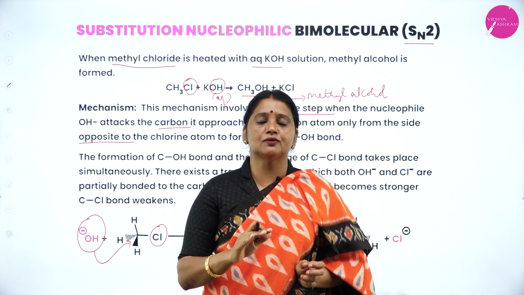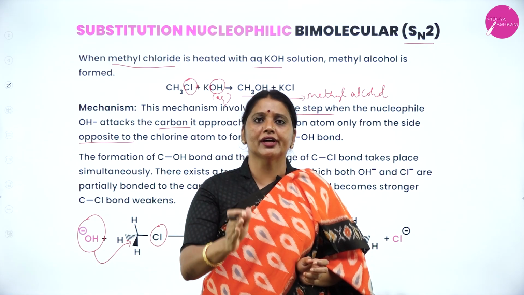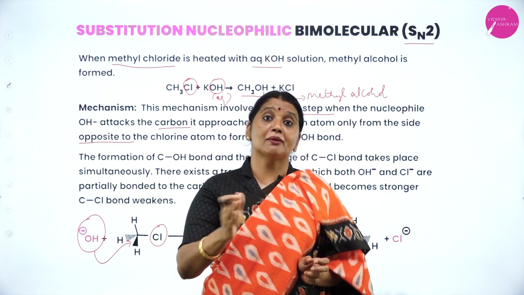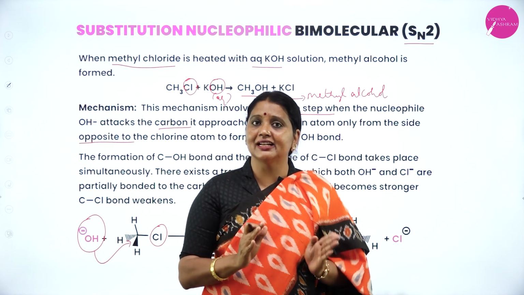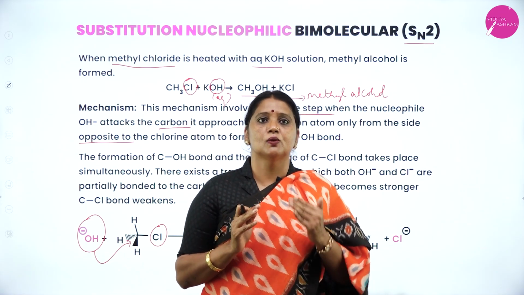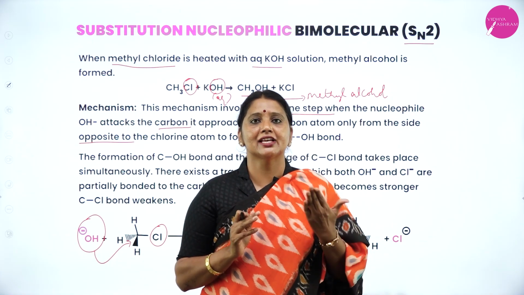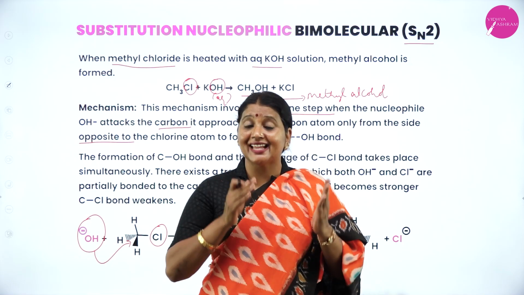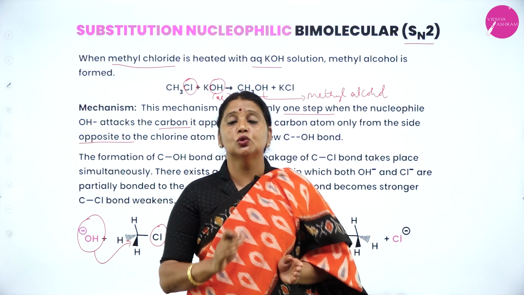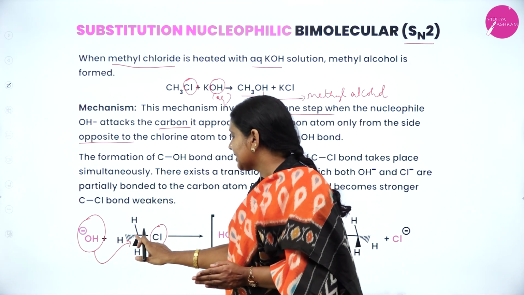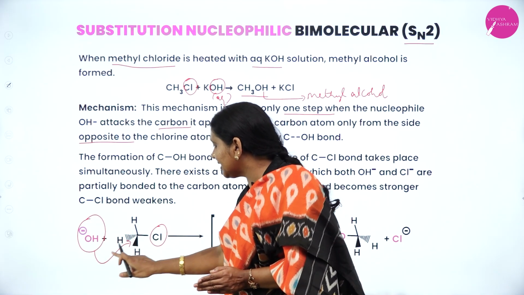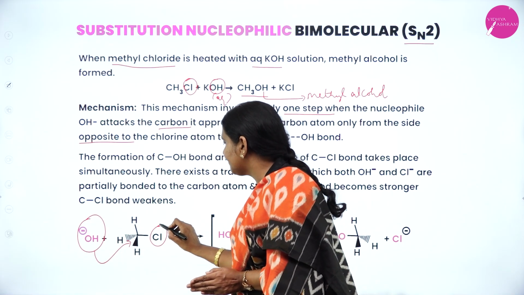In case of SN1 mechanism, the nucleophile OH minus attacks carbon from any direction. For that I had given the reason. Why? Because the carbocation is sp2 hybridized as well as planar. But in case of SN2 mechanism, the nucleophile OH minus attacks the carbon atom from the back side, or from the opposite side, of what?